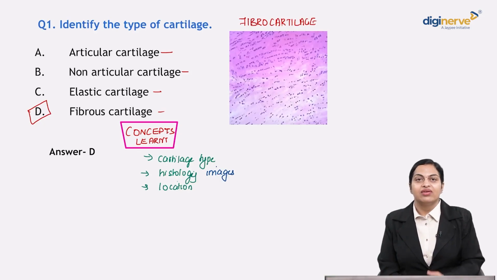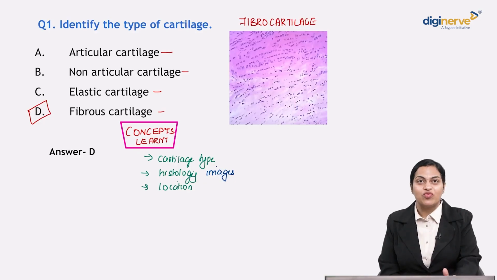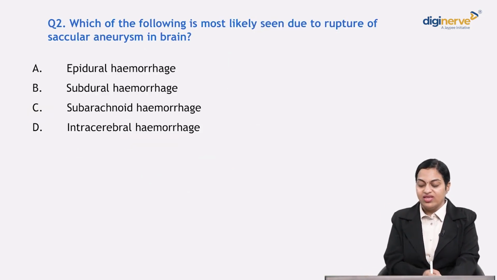Okay. And the histological images related to it. We have seen more than 3 types of histological image for each type of cartilage, isn't it? Okay. Now moving on to the second question.